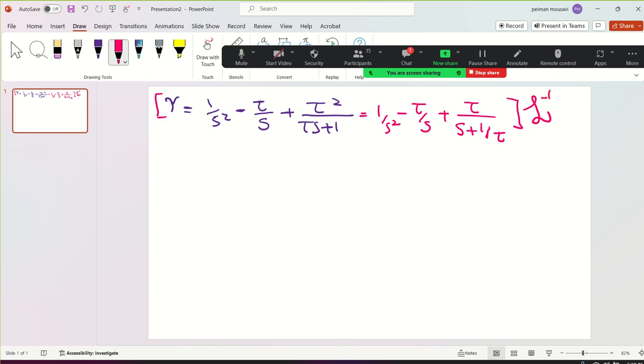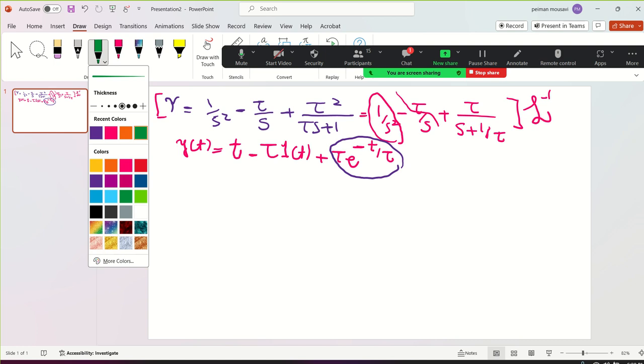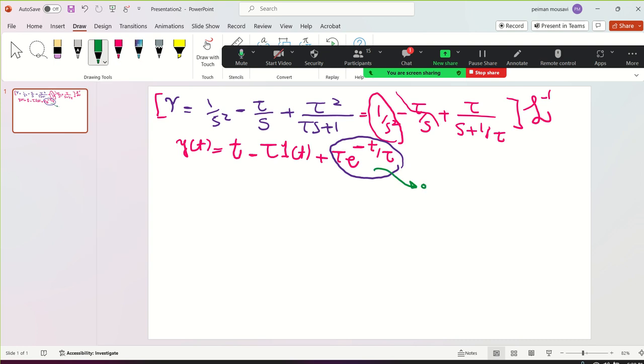Laplace inverse. You know that this is ramp, input to the system. So y of t is t, the ramp. This is unit step minus tau unit step. And you know this, what is this? I taught you, it is tau e to the minus t over tau. I already taught you today. What is the name of this? You tell me again. I just taught you. It means it goes to 0 when time goes to infinity. This is high school.